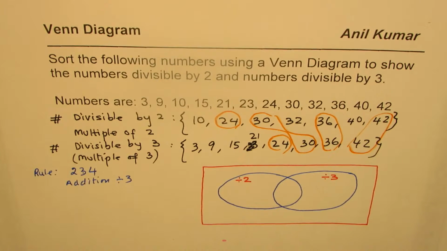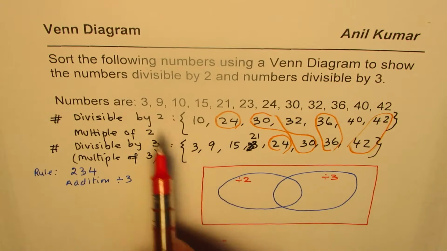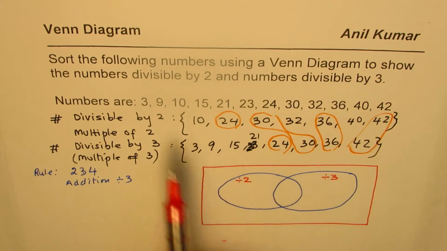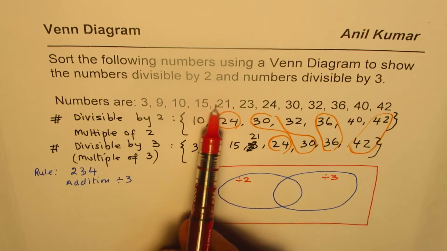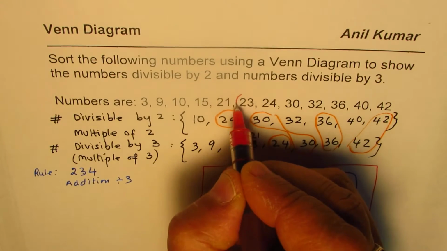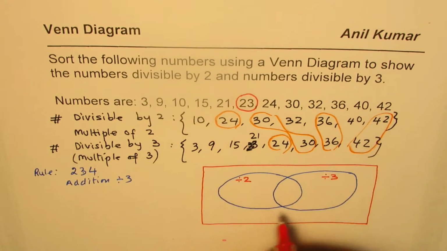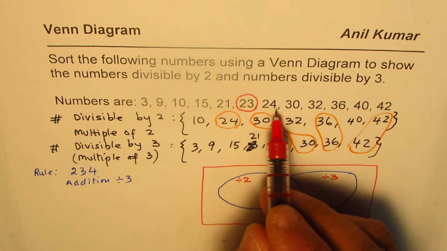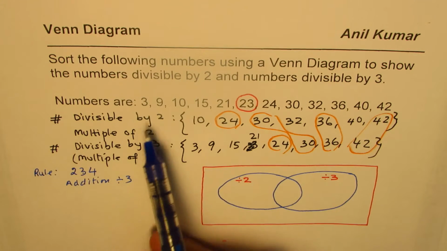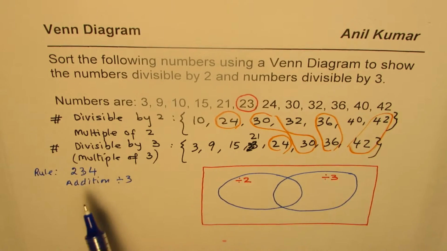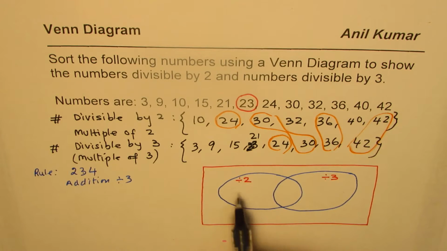Correct. Now let's get back to our list. Do we have all the numbers here? Let's check. 9 is there, 3 is there, 9 is there, 10 is there, 15 is there, 21 is there. But you'll see that 23 is a number which is not there in the list. All others are there. Where will 23 go? That's interesting. 23 is not divisible by 2. It is not divisible by 3 also. So that has to fall outside these two circles.